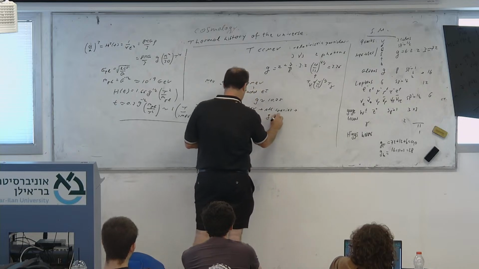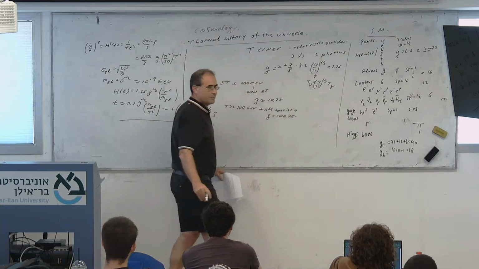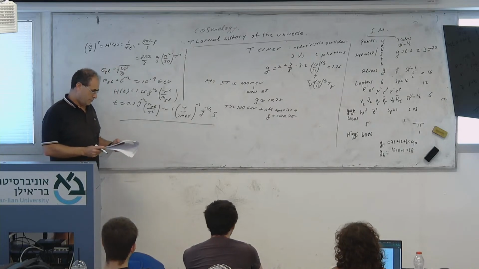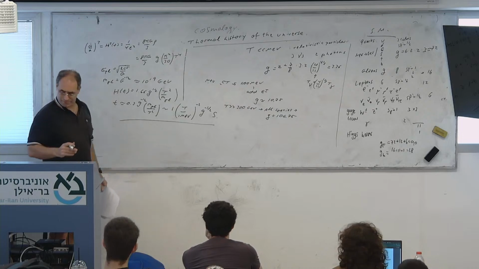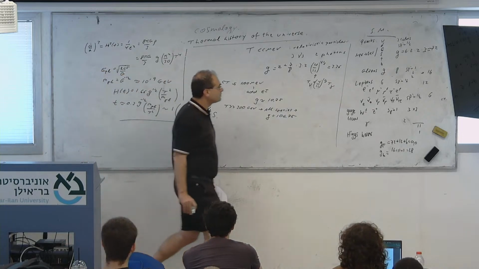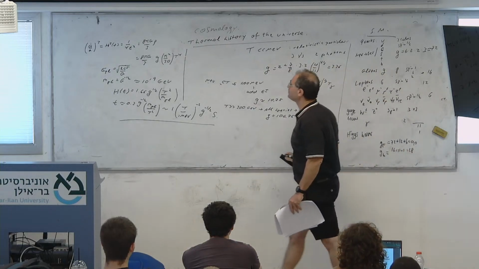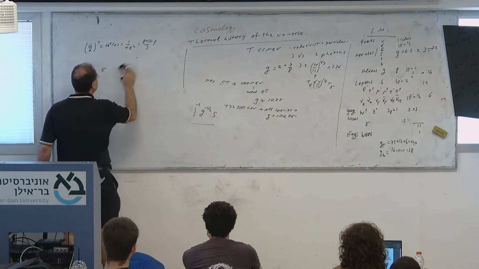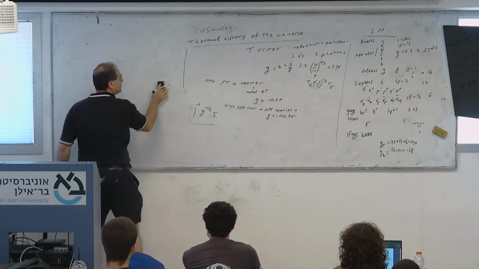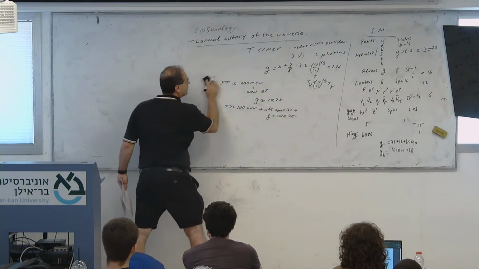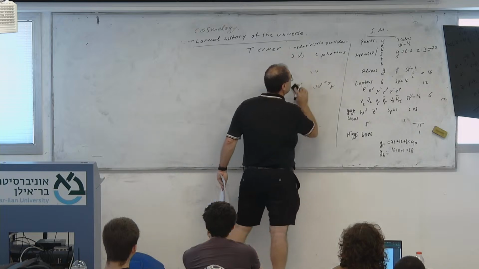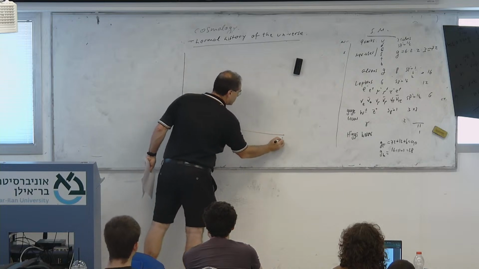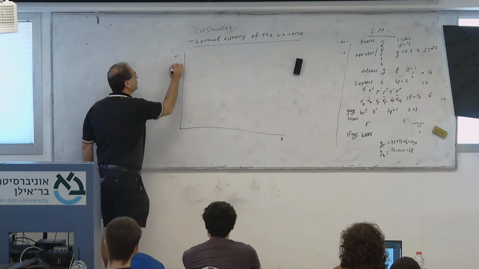Then we have the G is 106.75. So the degeneracy changes with temperature. So now we finally can see the full picture. And the full picture looks like that. This is time. This is temperature.